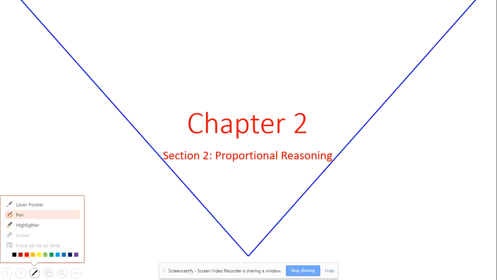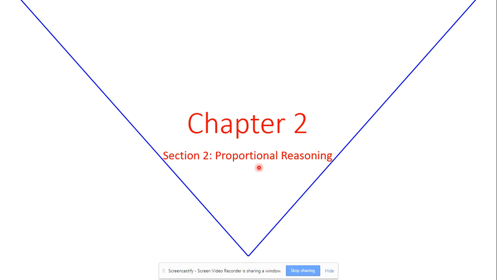Welcome back to the second section of Chapter 2. In this section, we're going to be looking at proportional reasoning. We're going to be solving proportions and using proportions to help us solve problems.